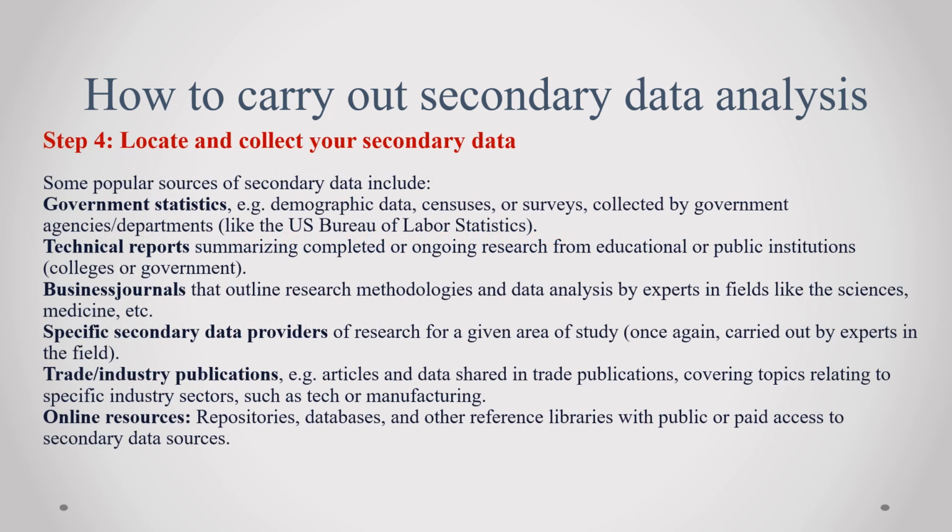Step 4, you need to locate and collect your secondary data. Some of the places you might find it are in government statistics, technical reports, business journals, specific secondary data providers, and of course, we are going to look at some of those that are available through our library and typically simply online, such as the U.S. Census Bureau data, and some trade industry publications, and perhaps other online resources. There's all kinds of data out there. You just have to have a feeling and some practice in identifying where it is and actually collecting that data.